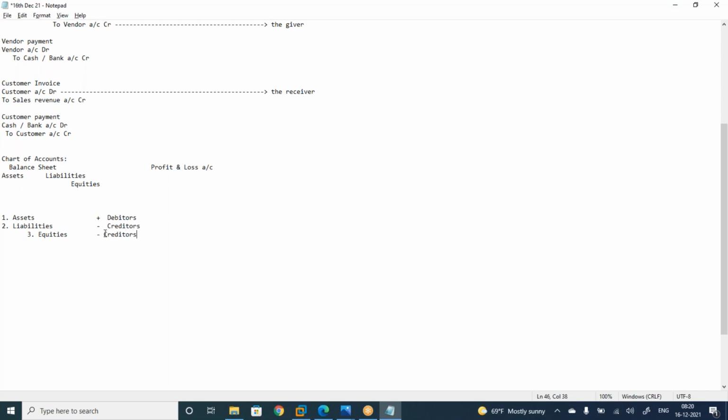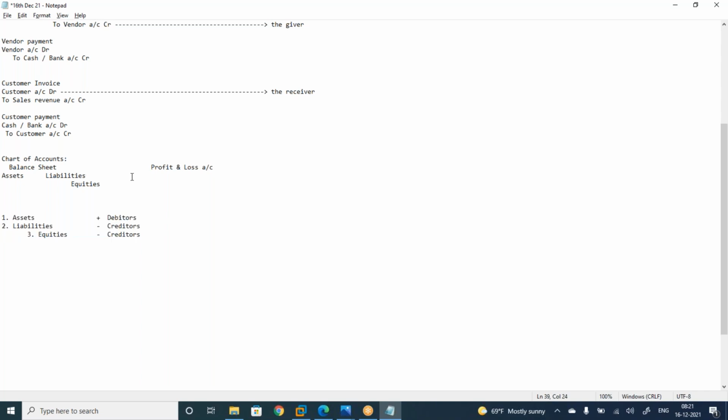What actually does equities mean? Company investors, whoever invested money in my company, the company needs to repay money to the investors. That is the reason it is creditors. Any confusion in this one? These three? No, sir. Fine.